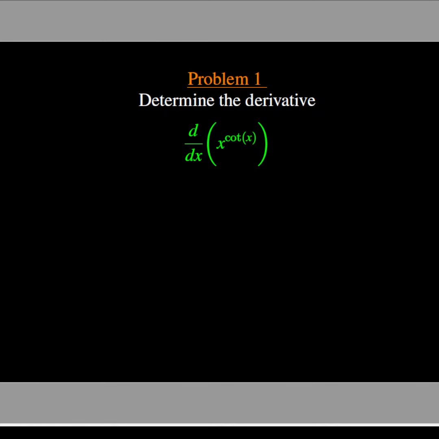Hi, we have a great question to solve. We are asked to determine the derivative of the function x to the power cotangent of x. This problem involves exponentiation where the base function is x, and the exponent function is cotangent of x. In order to compute its derivative, we need to apply the chain rule and the logarithmic differentiation technique.